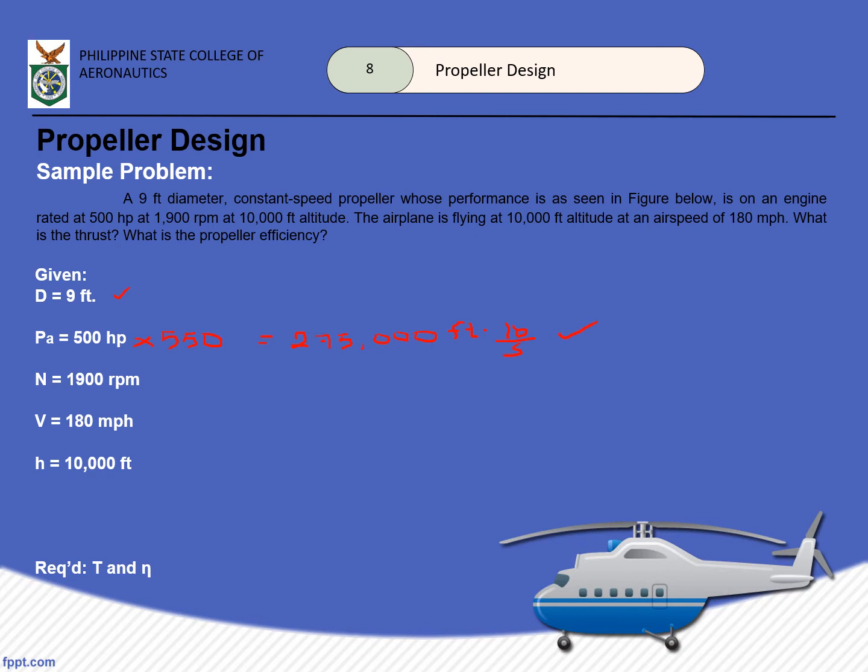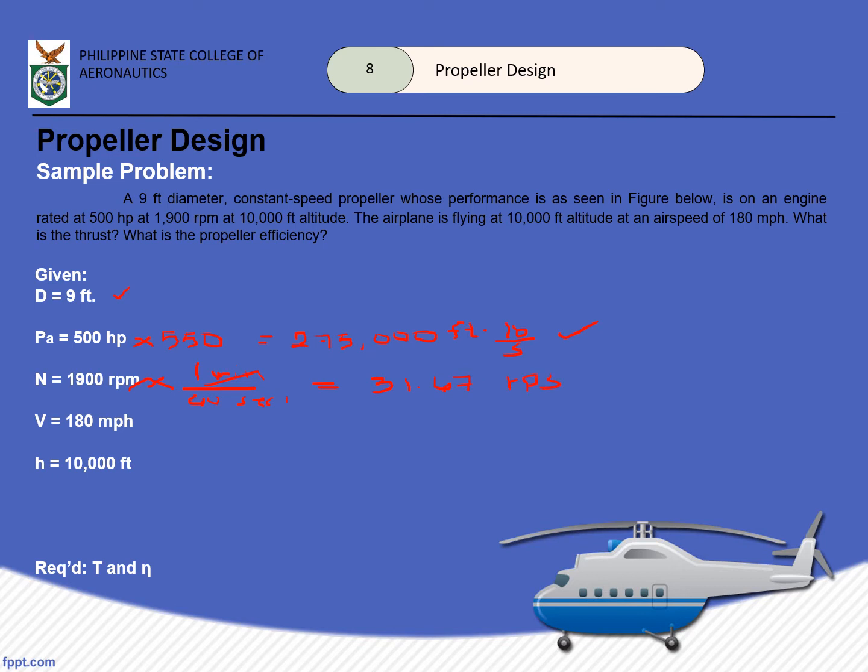And next, as I told you earlier, some problems will give you the RPM. Simply convert this by multiplying to cancel the minute. It is revolutions per minute, so the minute is in the denominator. One minute is equivalent to 60 seconds, so the minute cancels out, which gives us 31.67 RPS, revolutions per second.